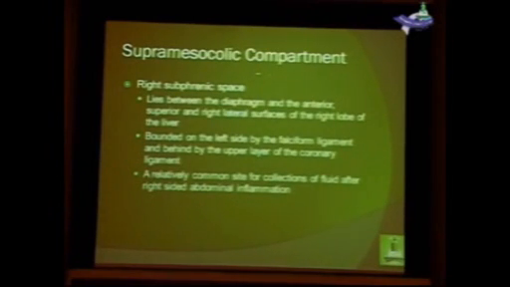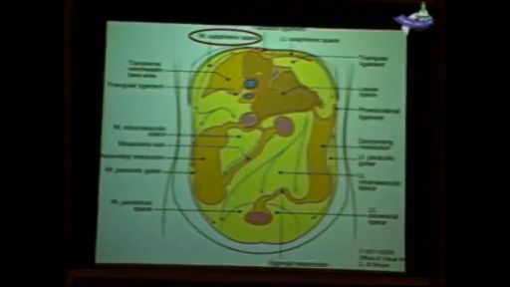So the right subphrenic space lies between the diaphragm and the anterior, superior, and right lateral surfaces of the right lobe of the liver. It is bounded on the left side by the falciform ligament and behind by the upper layer of the coronary ligament of the liver. It is relatively a common site for collections of fluid after right-sided abdominal inflammation.